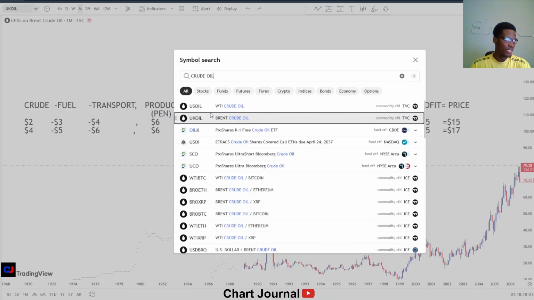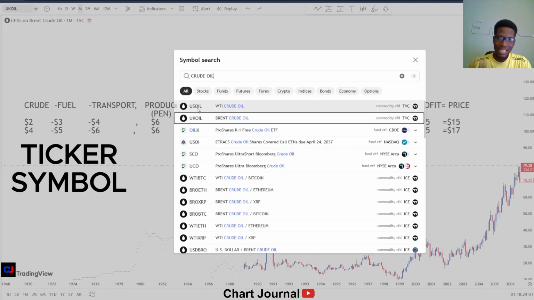At the side of this, you can see we have US oil and UK oil. These words here are simply what we call a ticker symbol. What is a ticker symbol? It's made up of two words, ticker and symbol. A ticker simply is a code. How is this code represented? Is it represented by numbers or letters or a mixture of the two? In this case, our symbols here are represented by letters.